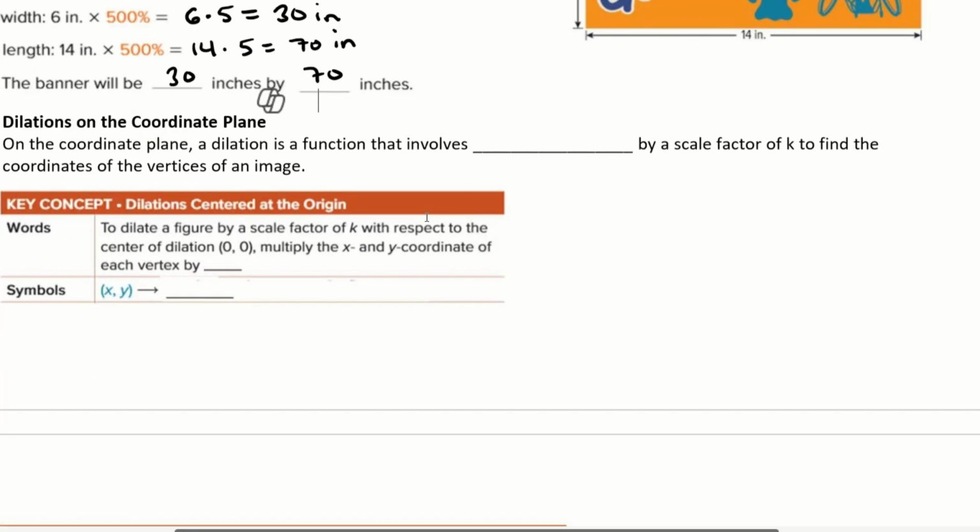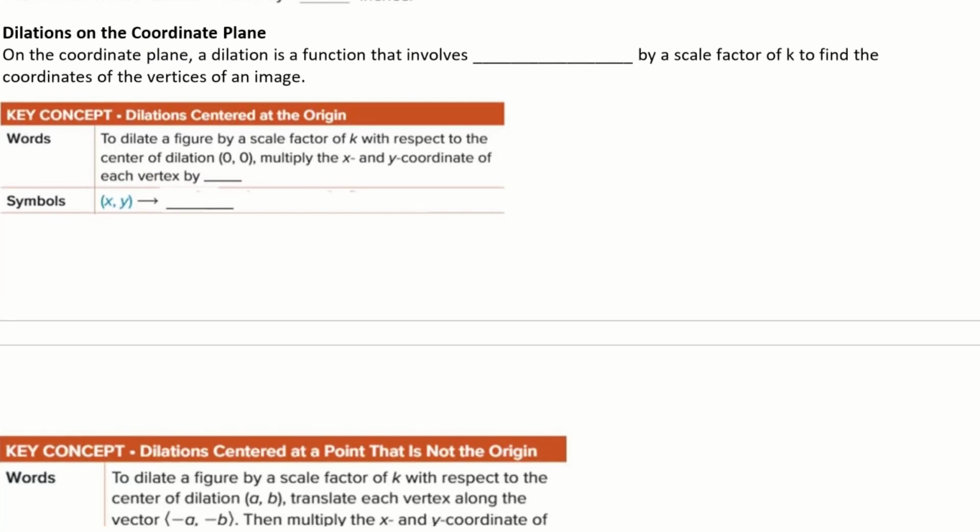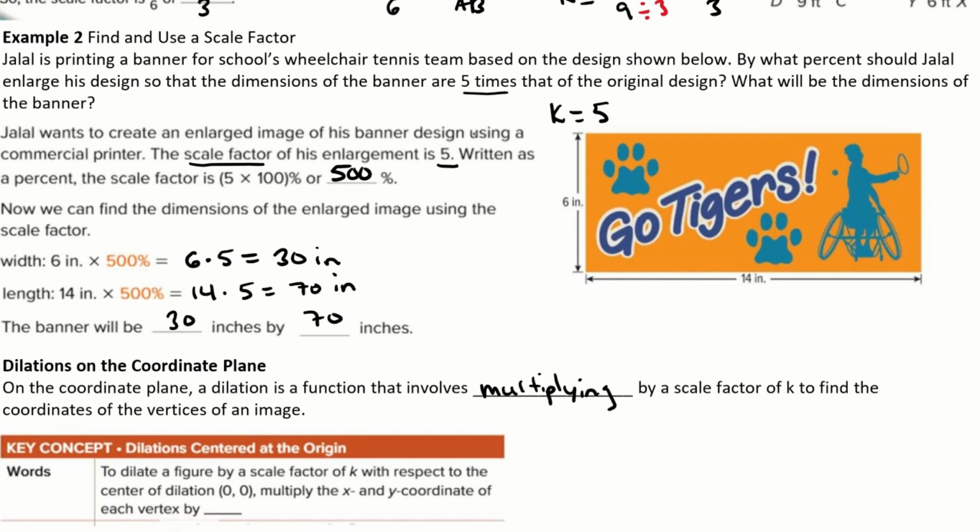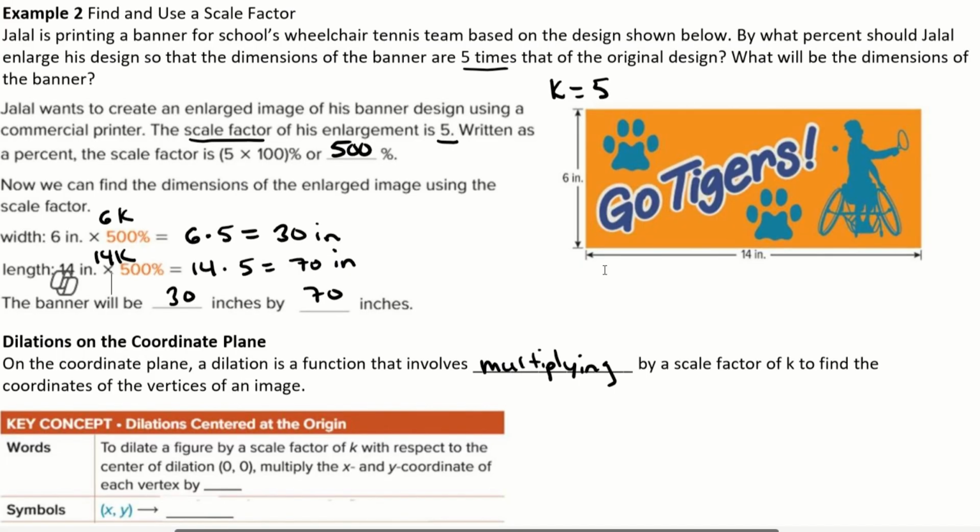All right, dilations on the coordinate plane. On the coordinate plane, a dilation is a function that involves multiplying by a scale factor. And you can see that's what we did. The scale factor was 5, and so therefore we would multiply these by 5. So this would be 6 times k, and this would be 14 times k. So we multiplied by the scale factor in order to get the result.